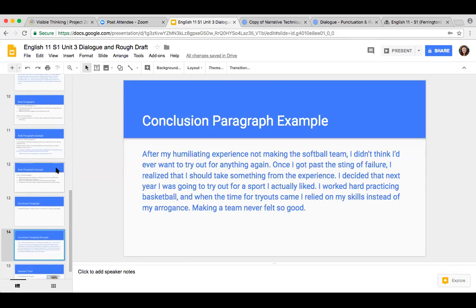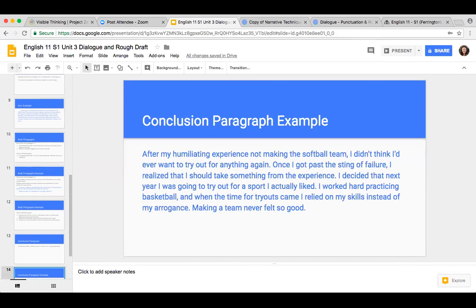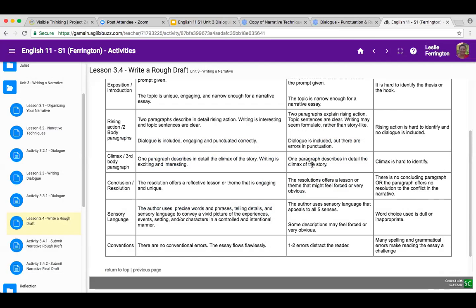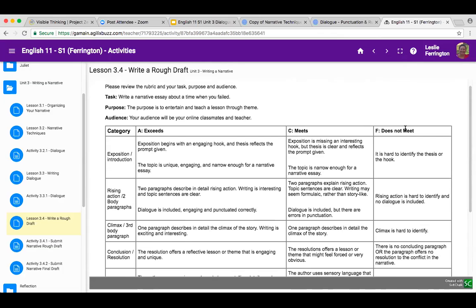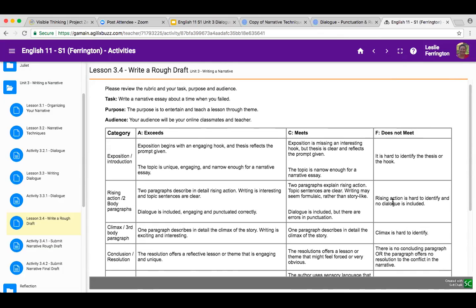So these are the paragraphs, the 5 body paragraphs. And one thing before I close out here that I want to really make sure that everybody sees is that in the rising action body paragraphs, you have to include the dialogue, which is what we talked about earlier. If you don't include dialogue, you can't get higher than an F for this section. So for the body paragraphs, if you have no dialogue, you can't get a passing grade. And if you put dialogue in, you can at least get a C, even if the dialogue isn't punctuated correctly.